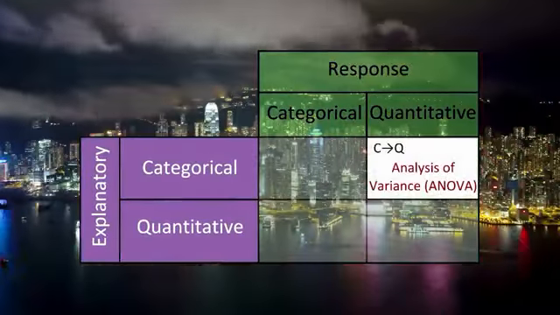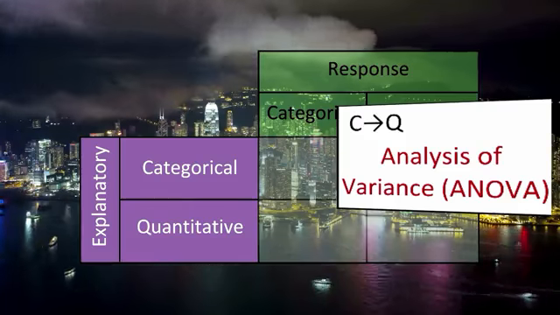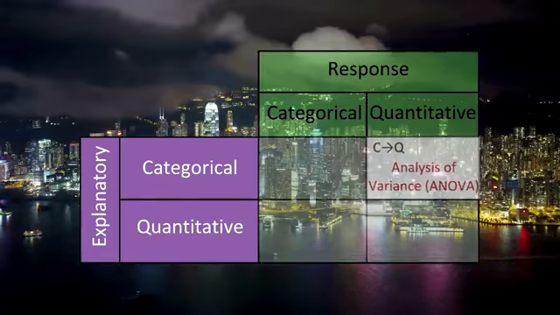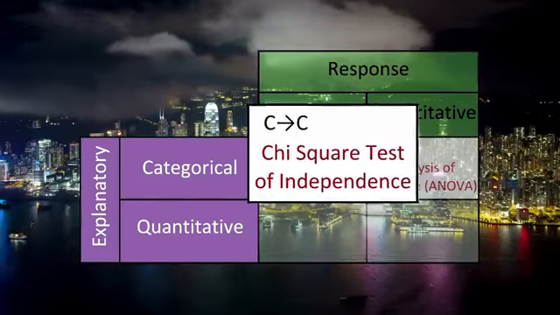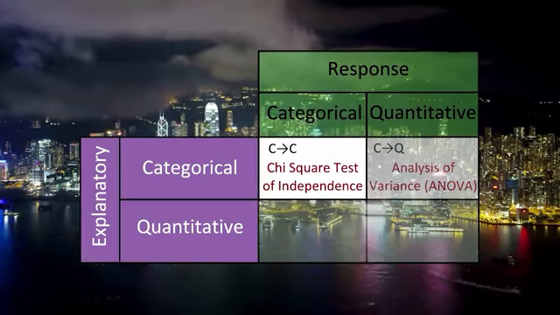Analysis of variance examines the relationship between a categorical explanatory variable and a quantitative response variable, and was the first inferential tool we looked at.